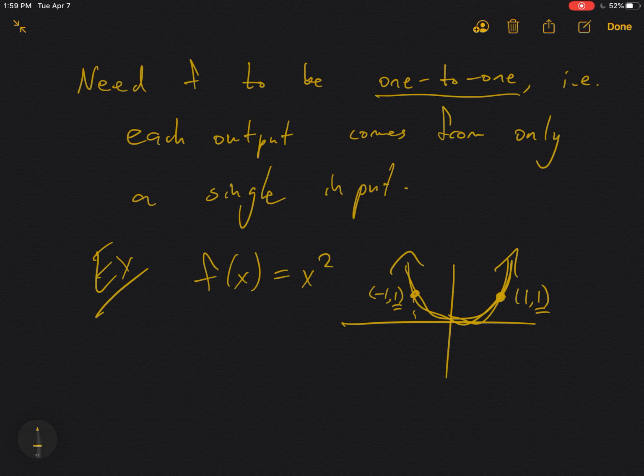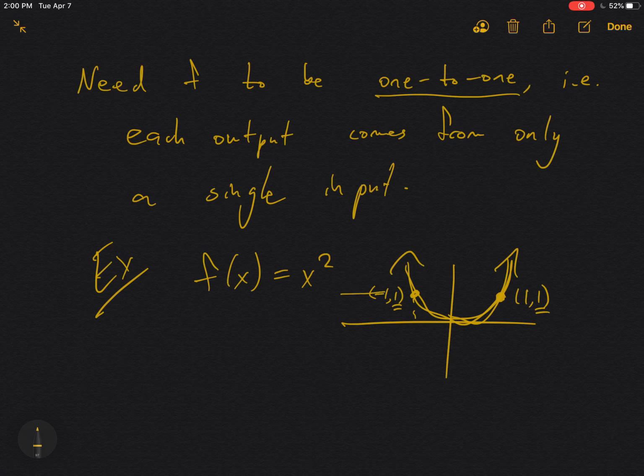So if I was trying to define an inverse function to this, that would be sort of like a square root. But whenever I try taking the square root of 1, I wouldn't know whether the inverse function should spit out a 1 or a -1. So because this function has two inputs that have the same output, this function is not invertible.